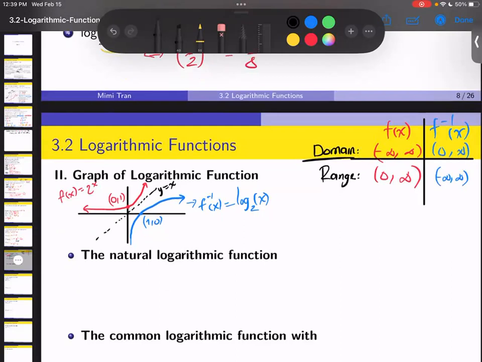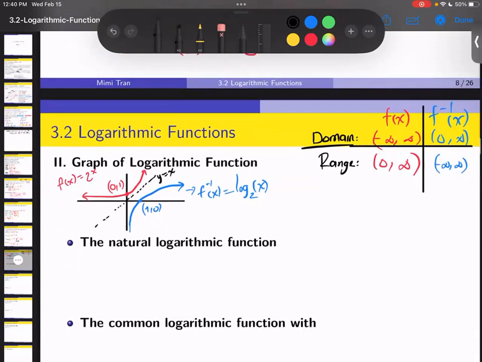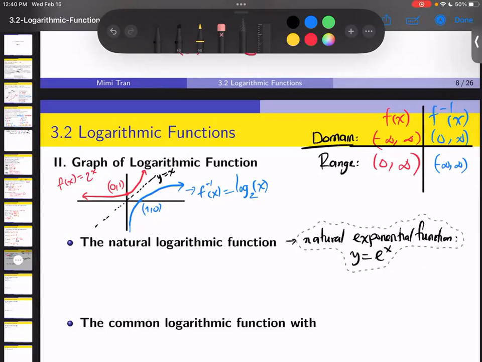All right, natural log. Why do they call it natural log? Because you see it a lot in nature. Natural log has base e. So I give you the natural exponential function. Remember that from last time? y equals e to the x. What does e equal? Roughly 2.718, something like that.